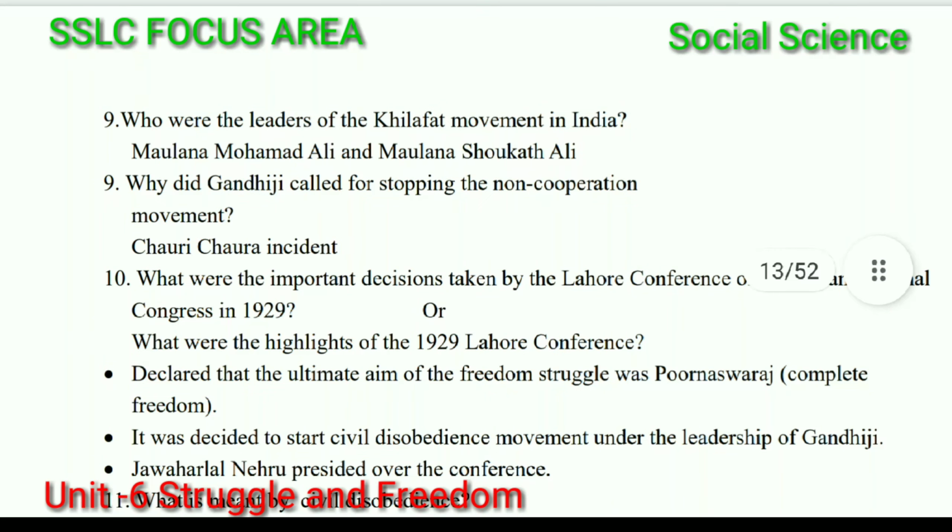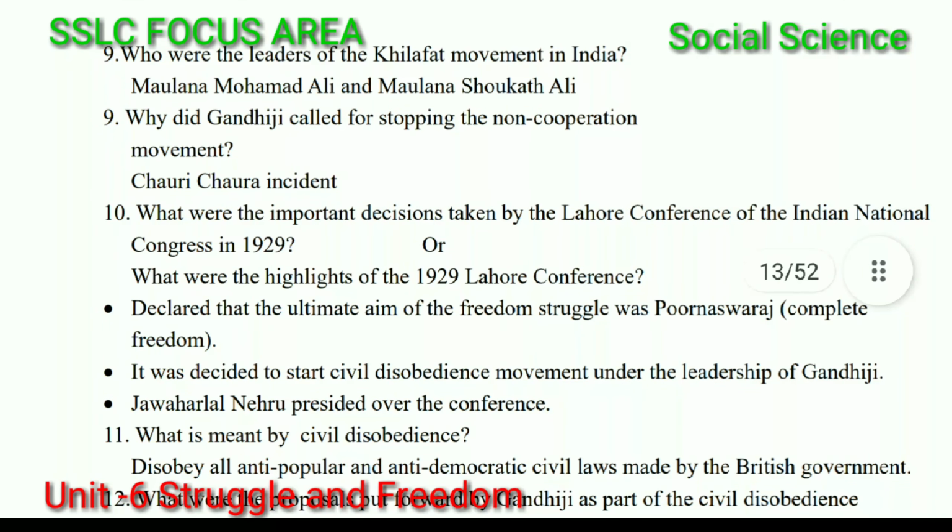Who were the leaders of the Khilafat movement in India? Maulana Muhammad Ali and Maulana Shaukat Ali. Why did Gandhiji call for stopping the non-cooperation movement? Because of the Chauri Chaura incident.